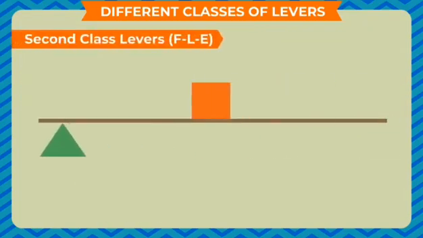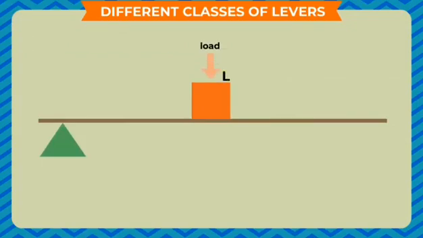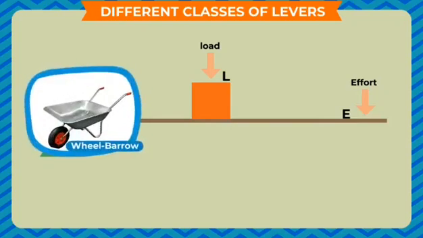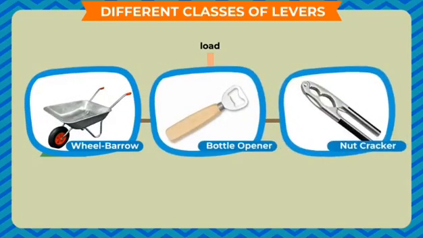Second class levers, FLE. In second class levers, the load, L, is located between the fulcrum, F, and the effort, E. Here, the fulcrum, F, is at one end of the lever and the effort, E, is applied at the other end. The examples of second-class levers are wheelbarrow, bottle opener, nutcracker, etc.